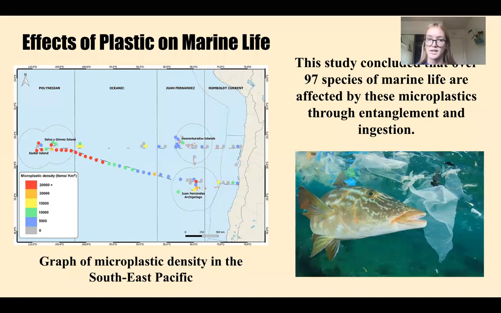A study was done in 2017 to show the large amounts of marine debris in the Southeast Pacific, including microplastics. In this graph here, we can see the dots in different colors showing the density of microplastics. And as we can see, the red dots are representative of 20,000 or more items per kilometer. And as we move away from the land, we can see it mellow out to about 5,000 or 0 items per kilometer of the microplastic density.